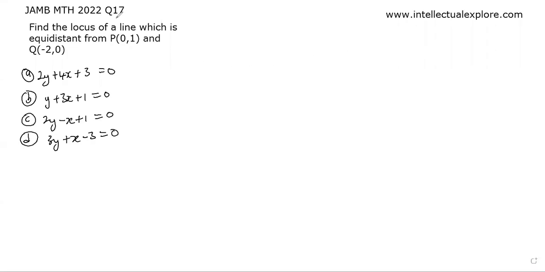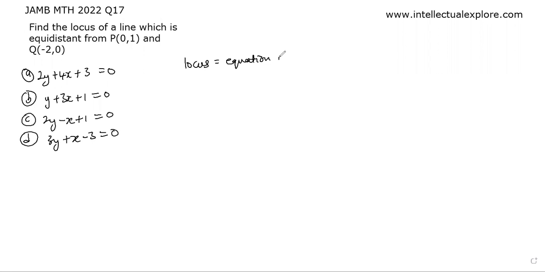Okay, question number 17. Find the locus of a line which is equidistant from P(0, 1) and Q(-2, 0). Okay, now the word locus means the path traced, the equation representing the path traced by the movement of a point.